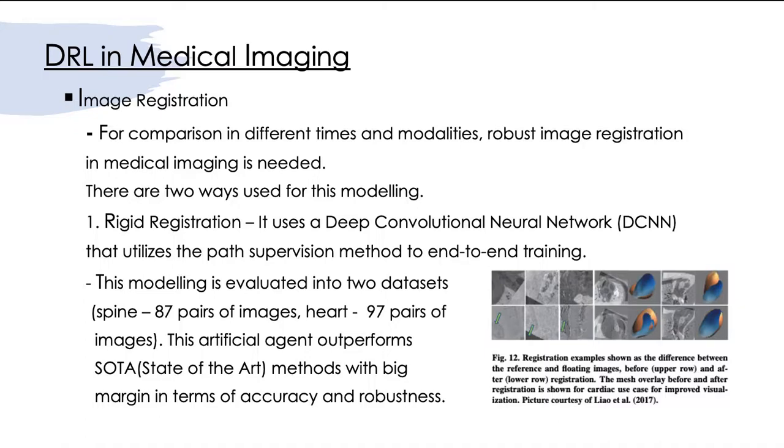Another DRL application in medical imaging is image registration. For comparison across different times and modalities, robust image registration in medical imaging is needed. There are two ways to use for this modeling. There is the rigid registration, where the deep convolutional neural network utilizes the path supervision method for end-to-end training. It is evaluated on two datasets, spine images with 87 pairs and heart with 97 pairs of images. This artificial agent outperforms the state-of-the-art methods by a big margin in terms of accuracy and robustness.